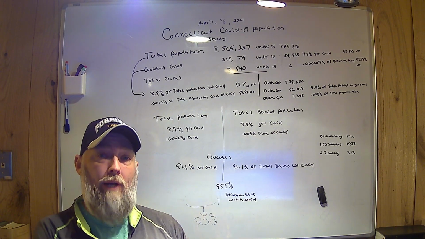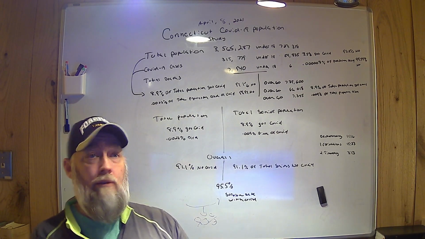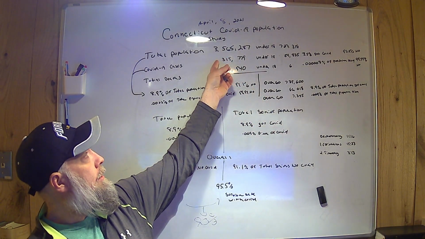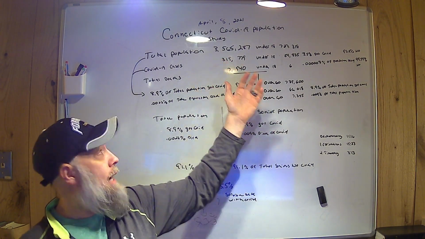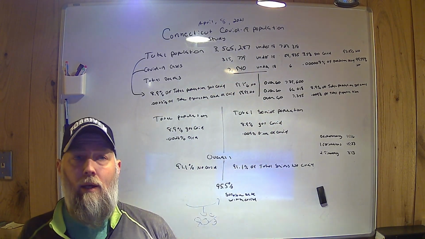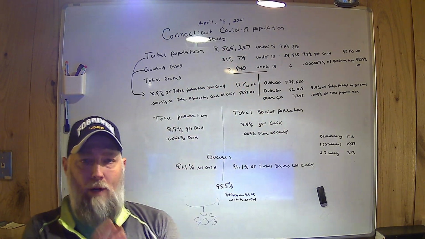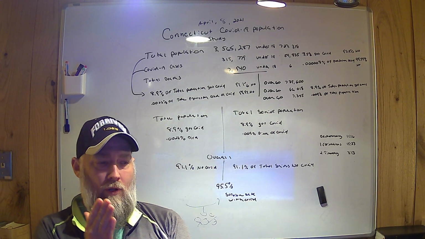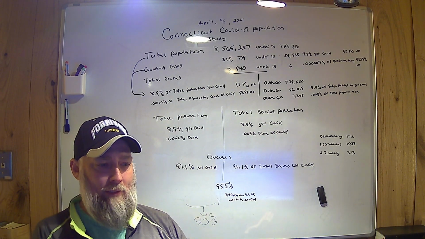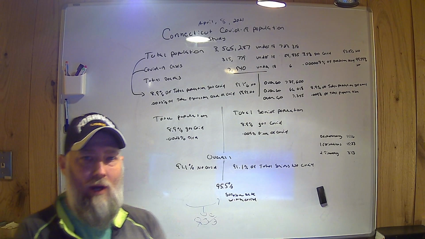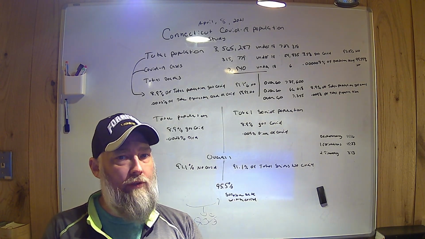So just under 8 million tests. That's not three times the amount. I was going to say three times the amount. But 3.5 million population, and you have 7.9 million tests. It's like they're trying really hard to get as many positive cases as they can.